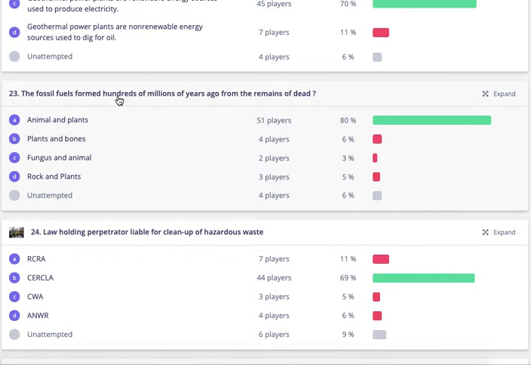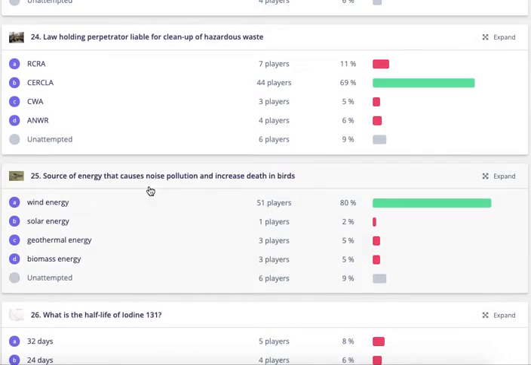Fossil fuels formed hundreds of millions of years ago from the remains of the dead. This one was worded badly. It should say from the remains of dead what? Animals and plants. But again, it's really the answer that makes the most sense. The law holding perpetrator liable for cleanup, CERCLA.